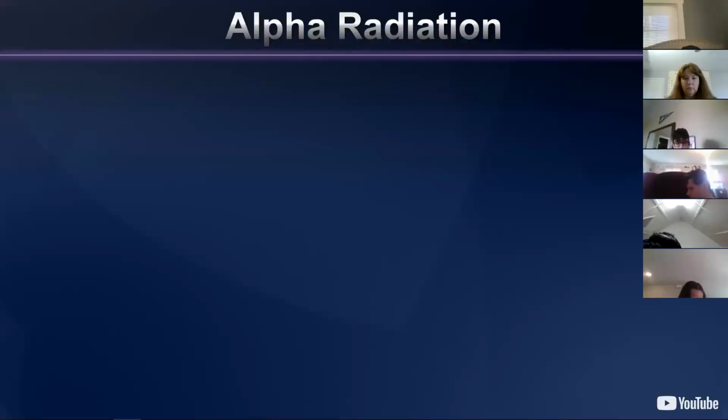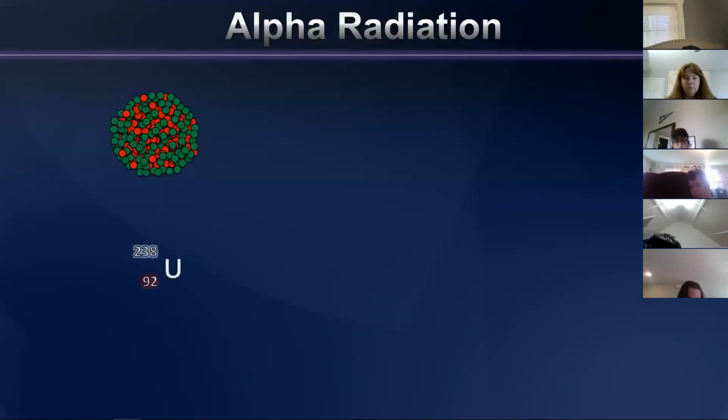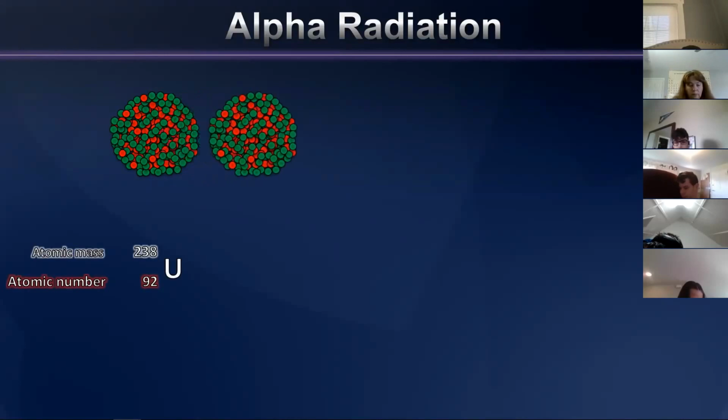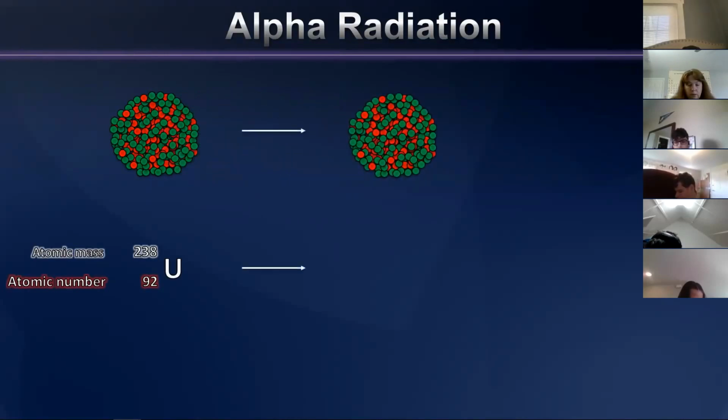First, we're going to talk about alpha radiation. So let's think about that uranium-238 once more. Remember, the atomic mass, 238, tells us the total number of protons and neutrons, and its atomic number, 92, tells us the total number of protons. I'm going to make a duplicate of this nucleus, and now it's going to undergo radioactive decay.